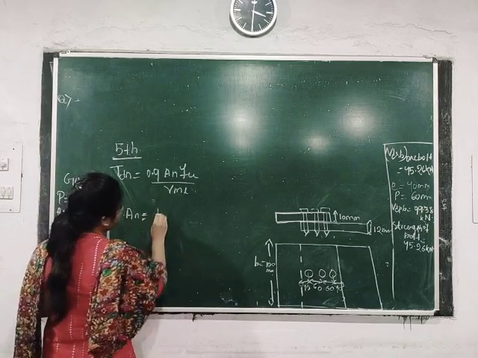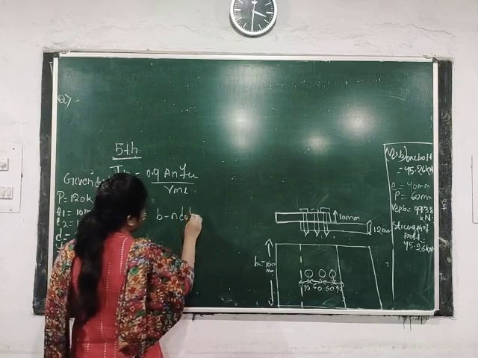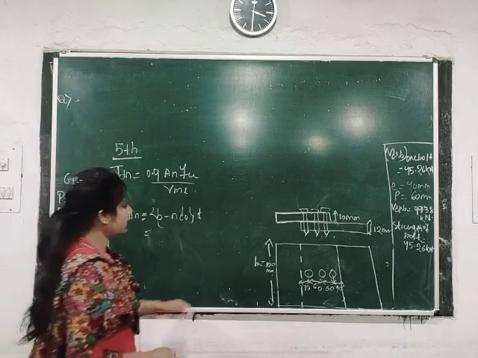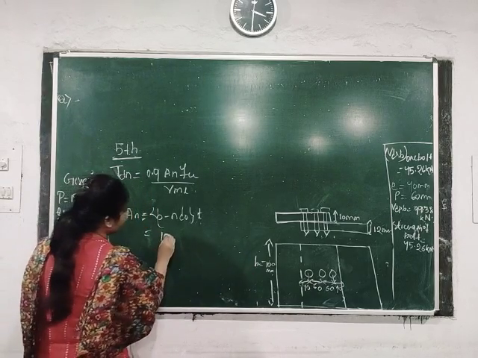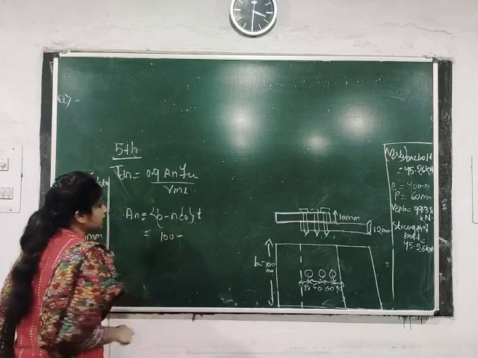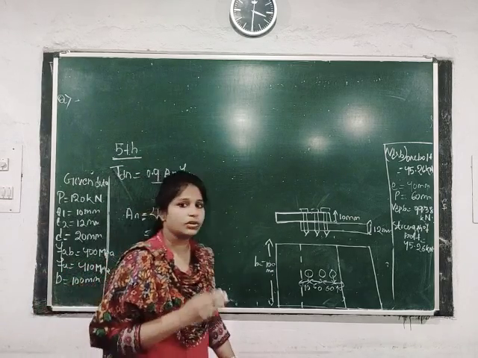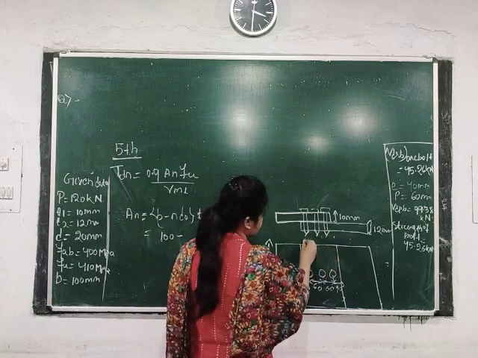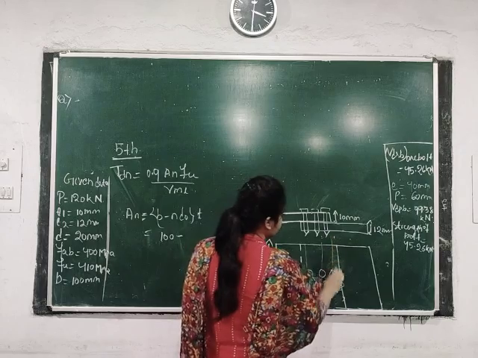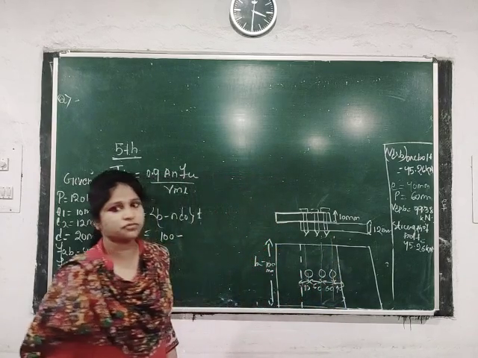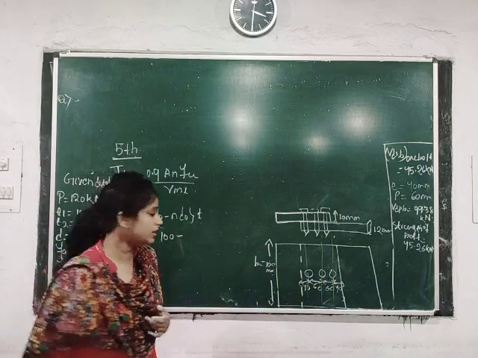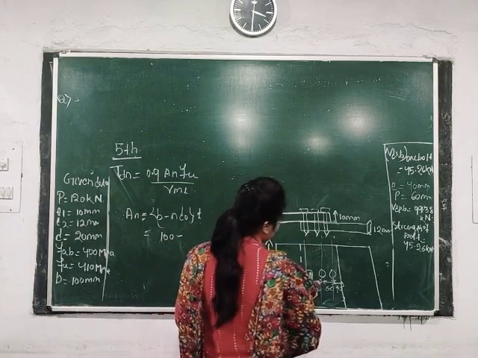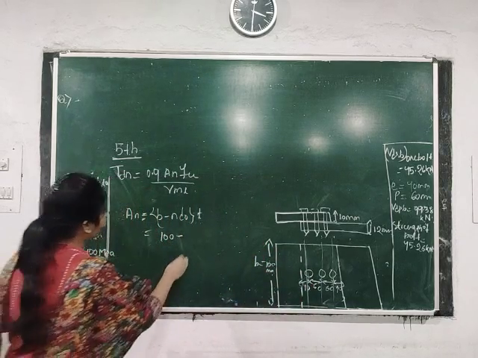So that can be calculated by (B minus n d naught) into t. B is the width of the plate, and that is given as 100 mm. Then minus n, where n is the number of bolts in the critical section. Here you can see 3 lines of bolts are there, and in the case of chain bolting we always take one section only. So I am taking this section. In this line of bolts only one bolt is present, so take n as 1.